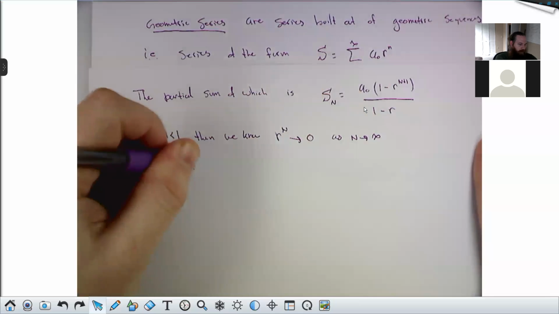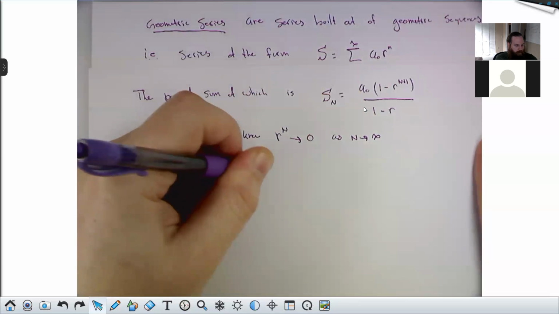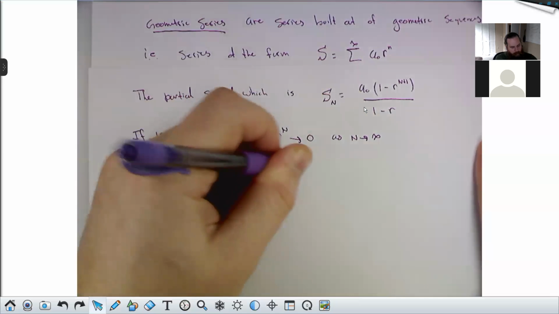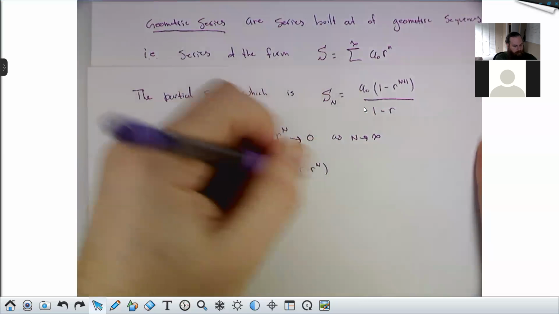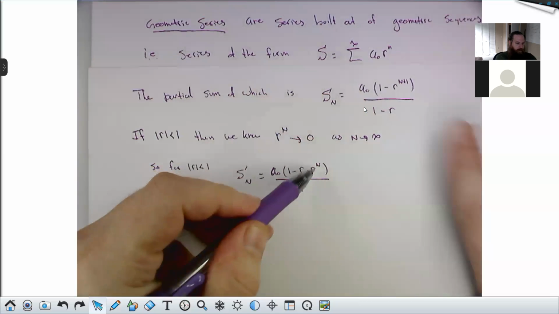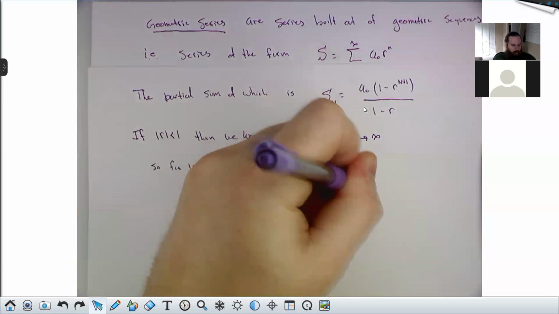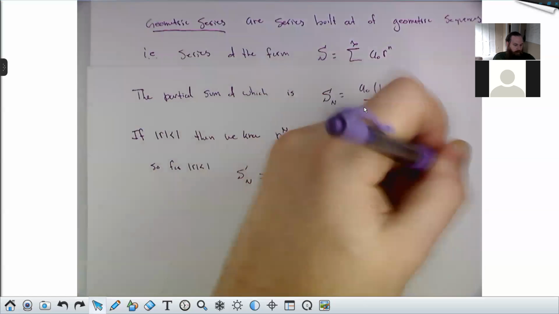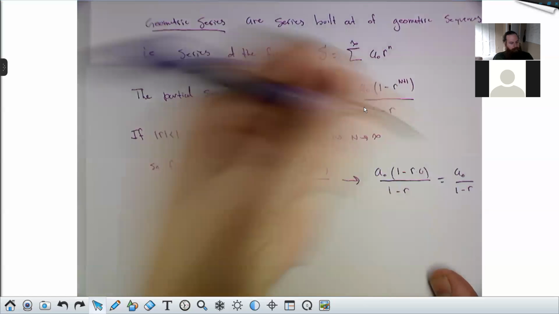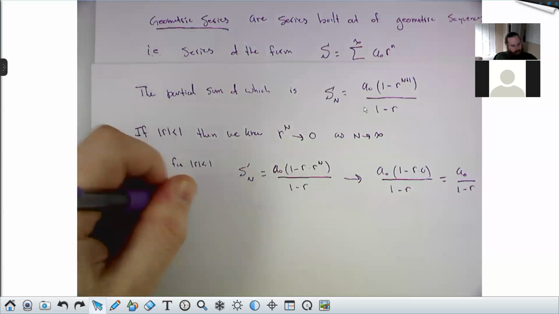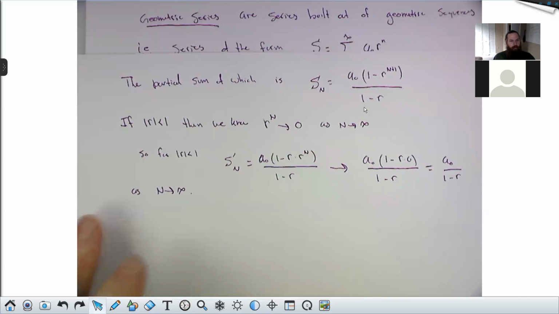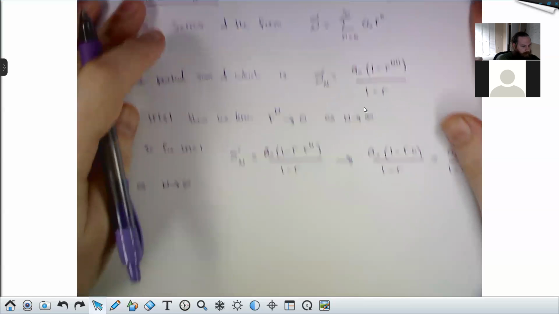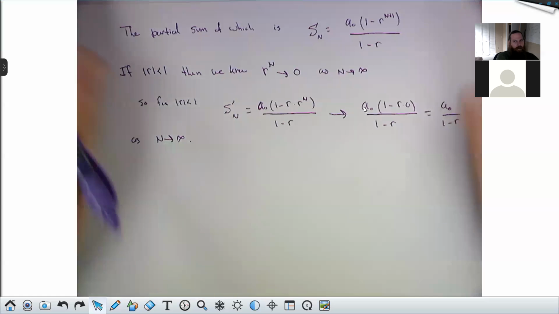So for absolute value of r less than 1, Sn, which is a naught times 1 minus r times r to the n over 1 minus r, because r times r to the n is r to the n plus 1, will go to a naught times 1 minus r times 0 over 1 minus r, which is just a naught over 1 minus r, as capital N goes to infinity. In other words, an infinite geometric series will have a finite sum if the absolute value of the common ratio is less than 1.